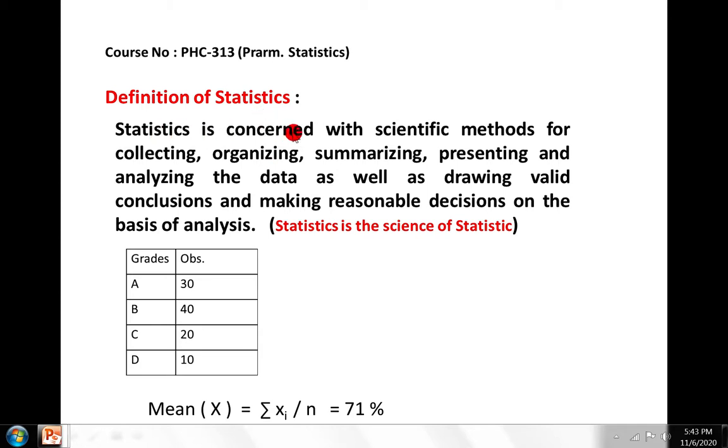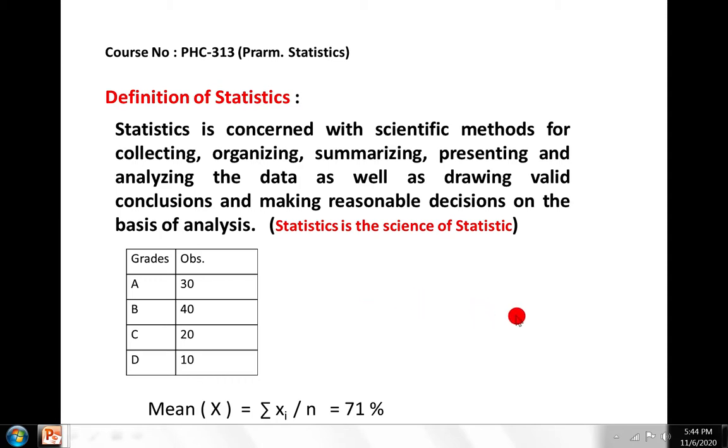The first step is the collection of the data. Without collection of the data, you cannot organize or summarize and so on. Second step, organization of the data. Third, summarization, then presentation of the data in the form of table or graph, etc., and analyzing the data with the help of different statistical methods, and drawing valid conclusions and making reasonable decisions on the basis of analysis. So this is the first most important definition of the statistics.